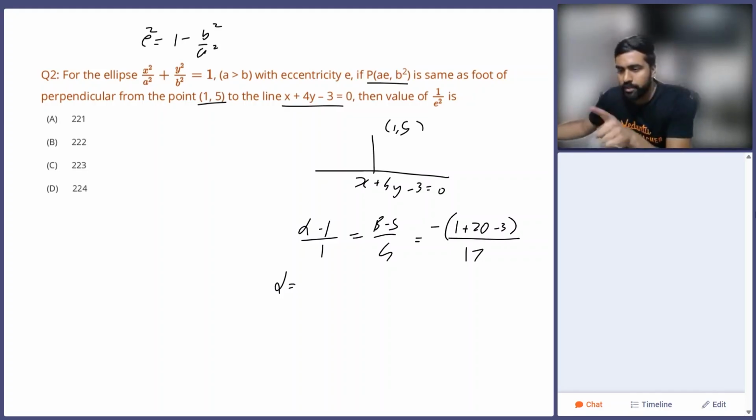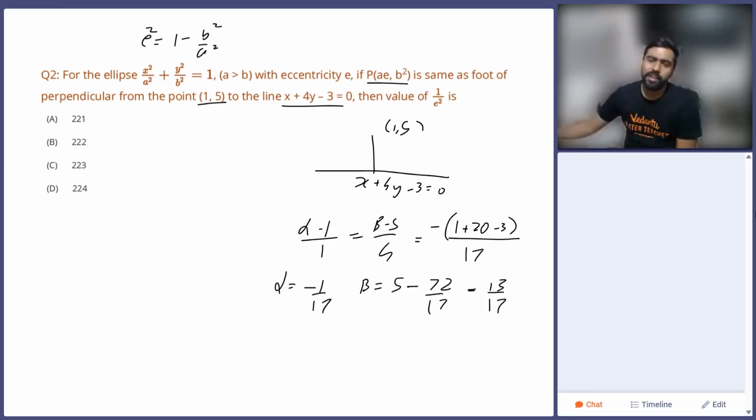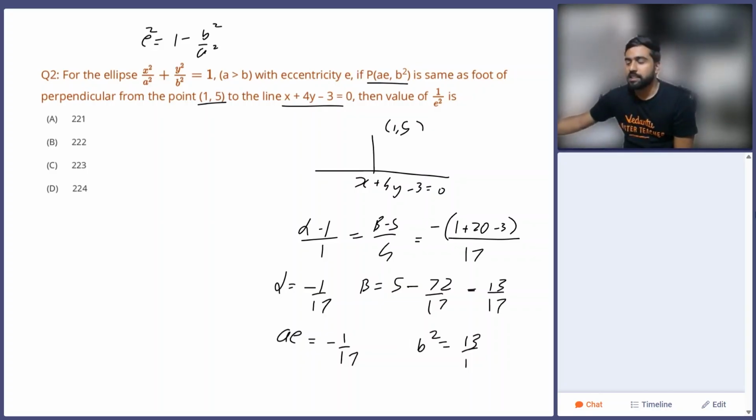Alpha, over here I have (21 - 3 - 18) by 17. So 1 - 18/17 will be -1/17, and beta will be 5 - 72/17, that's 85 - 72, that should be 13/17 over here. Okay? So this is your alpha and beta value, which means from here I can say that my A is -1/17, and my B squared is equal to 13/17 directly over here.